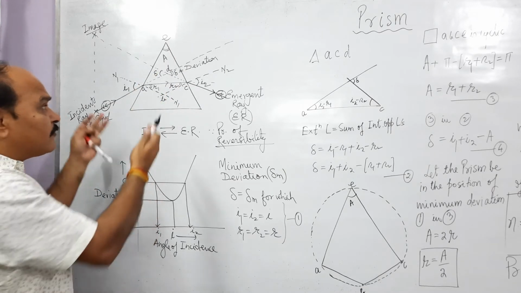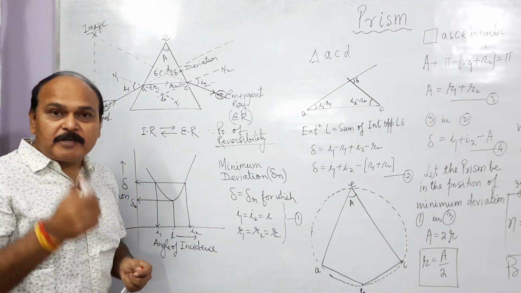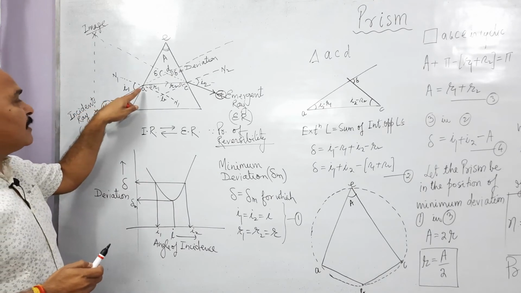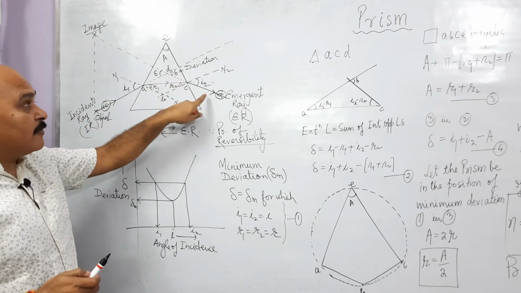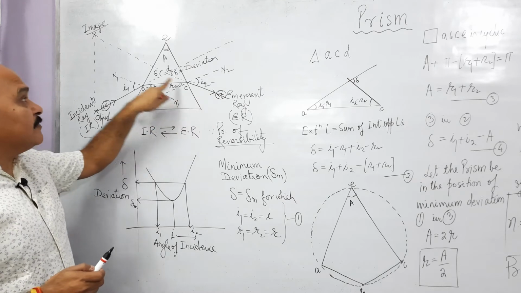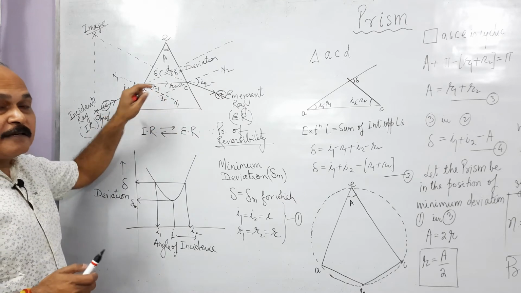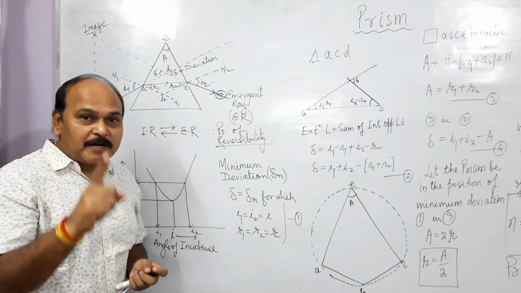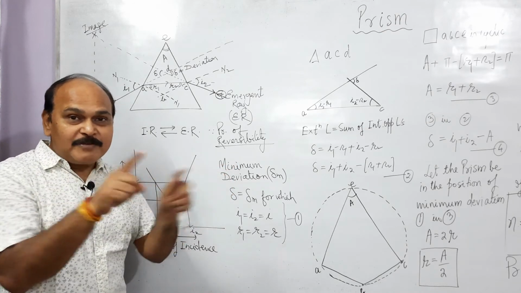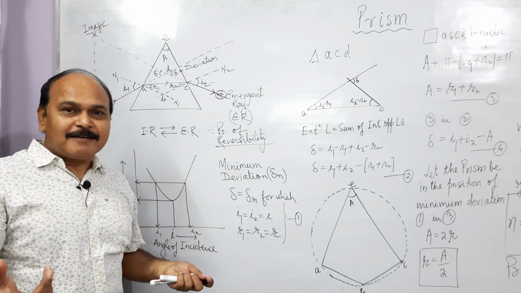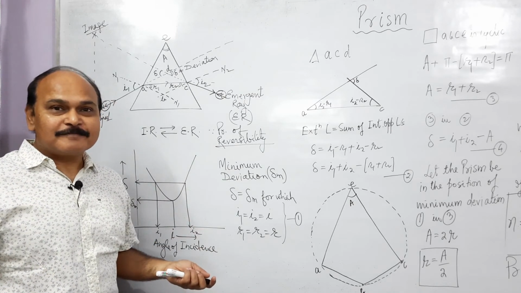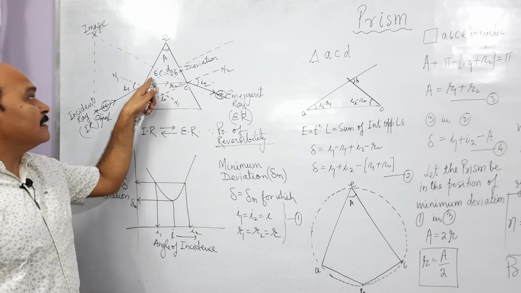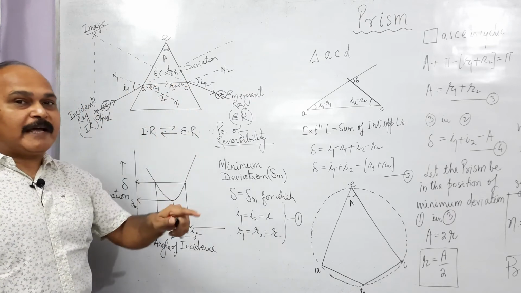So what do we infer from this discussion? Something very, very important. See children, if the light is falling at an angle I1, the deviation is delta. If the light is falling at an angle I2, again the deviation is delta. This simply means a given value of deviation is produced by two different angles of incidence, one is I1, other is I2.